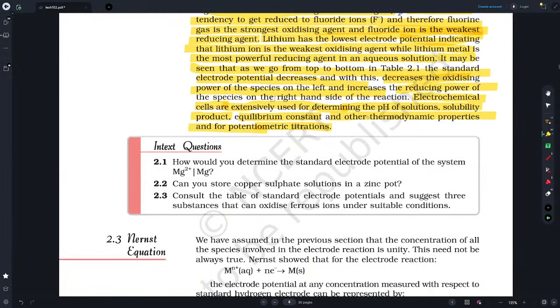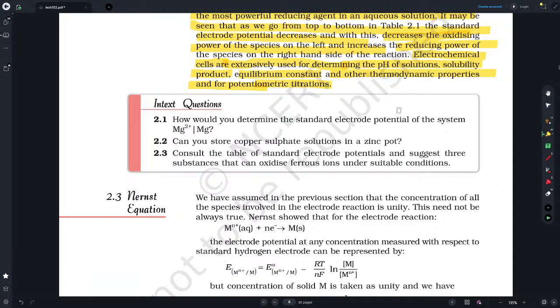In-text question: how would you determine the standard electrode potential of the system Mg2 plus and Mg? The standard electrode potential is when the oxidized and reduced forms are in unity. We can take the total cell potential from the Mg2 plus to Mg cathode and hydrogen as the standard hydrogen electrode, and we can find the electrode potential of Mg2 plus from the cell, taking the standard hydrogen electrode as 0.